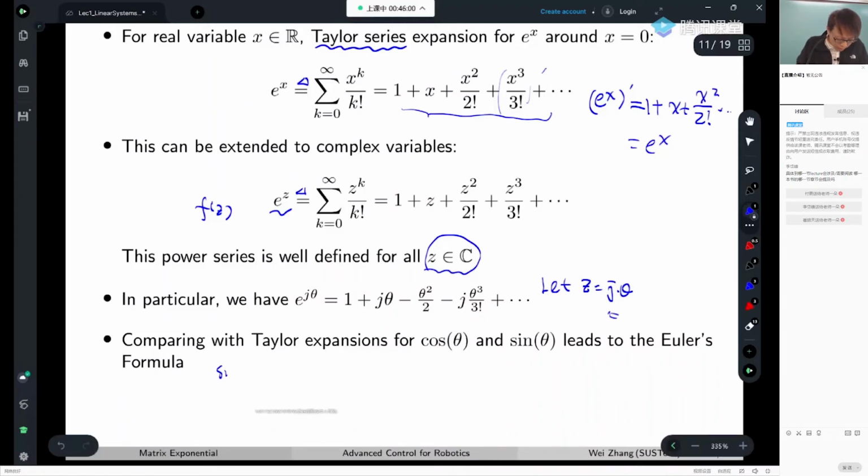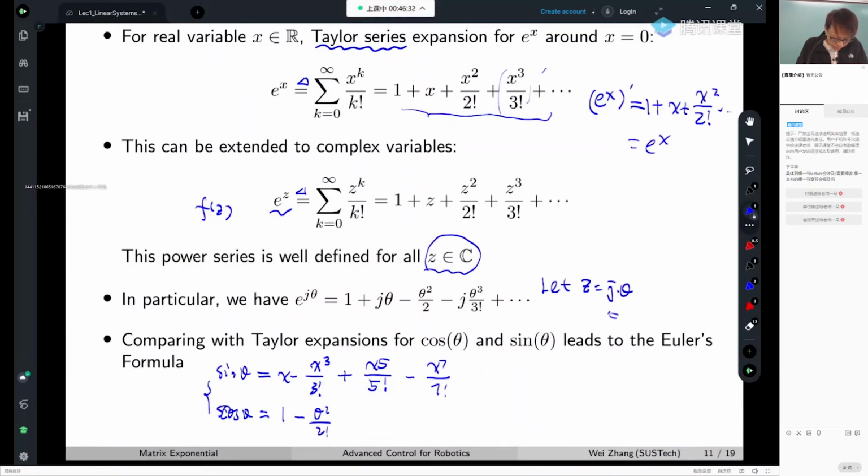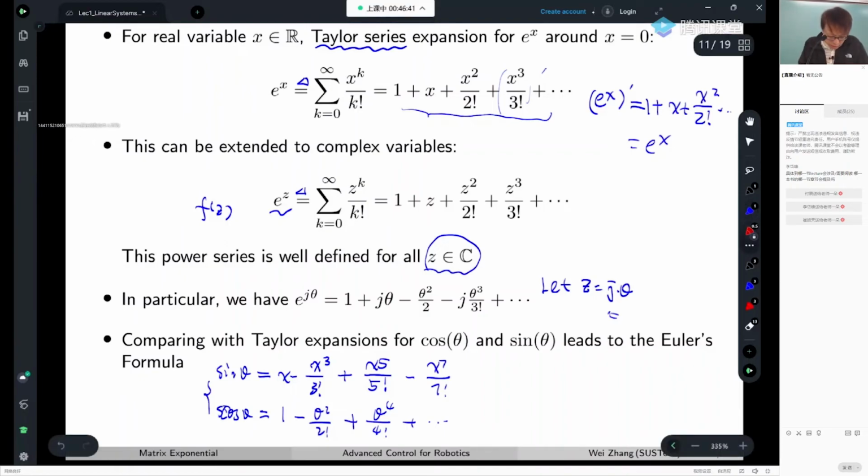If you remember, the Taylor series expansion of sine theta is theta minus theta cubed over 3 factorial, plus theta to the 5 over 5 factorial, plus theta to the 7 over 7 factorial. Cosine theta is 1 minus theta squared over 2 factorial and so on. You should remember this, I think. Is that true? Yes, plus, and it goes on.